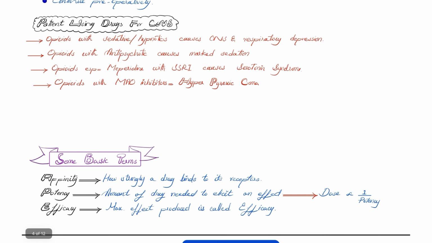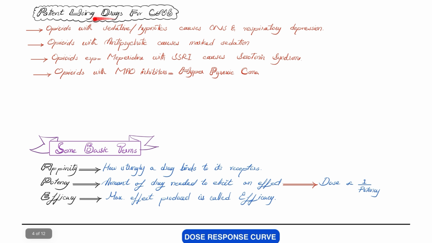Now, if a patient is taking drugs for the central nervous system, for example sedatives or hypnotics, when combined with opioids, there will be CNS and respiratory depression. If a patient takes antipsychotic drugs combined with opioids, there will be marked sedation. If a patient takes an SSRI, selective serotonin reuptake inhibitor, combined with an opioid, especially meperidine, this causes serotonin syndrome. And when monoamine oxidase inhibitors are combined with opioids, this leads to hyperpyrexic coma.